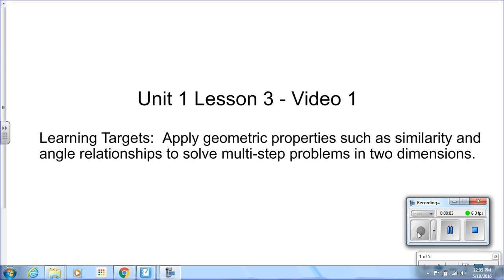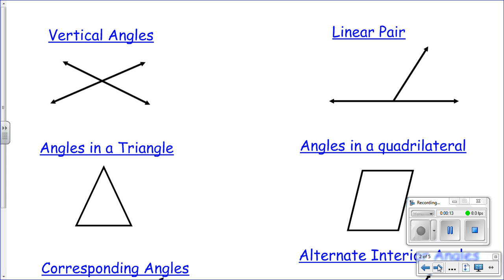This is video 1 from Unit 1, Lesson 3. Here we are going to look at angle relationships to solve multi-step problems. So first of all, we need to talk about the different types of angle relationships.